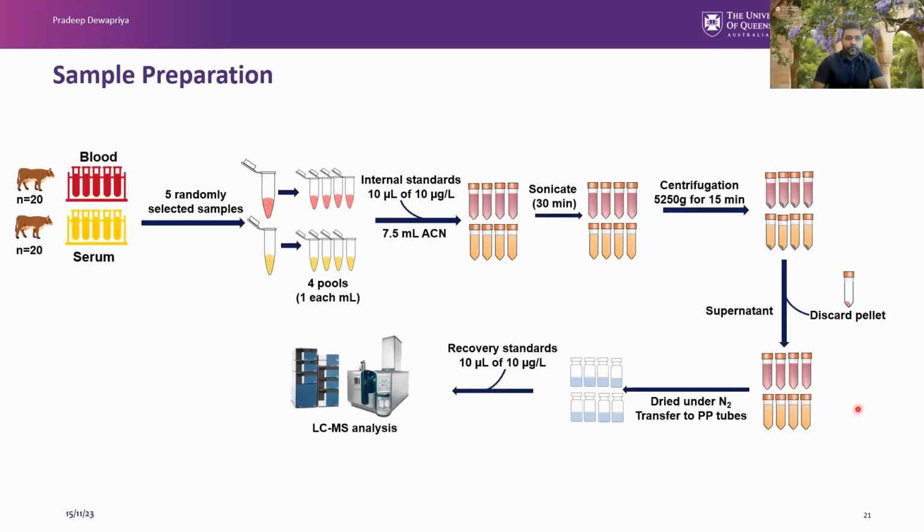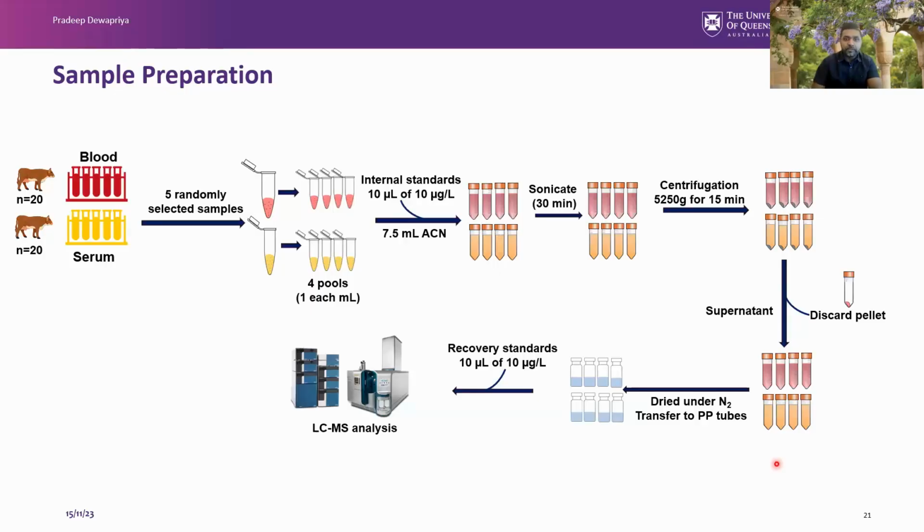This is the outline of our sample preparation method. In this work, we did not focus on individual animals because we aim to detect and identify as much PFAS as possible in these samples. So we decided to pool these samples. We mix equal volumes of blood and serum samples from randomly selected cattle and extracted with acetonitrile.